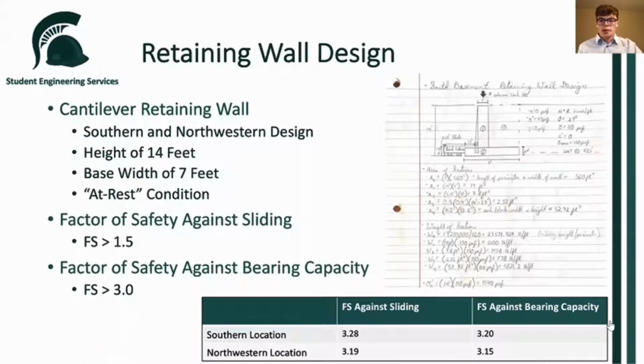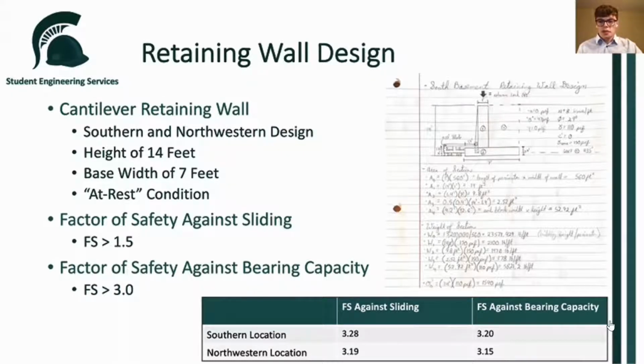In order to combat the lateral earth pressure and retain the soil behind the basement walls, reinforced structures must be utilized. For this particular project, a cantilever retaining wall was designed for both the southern and northwestern sections of the building. Each of these walls will consist of a 14-foot height with a base width of 7 feet. Additionally, each one is designed to remain in an at-rest condition, one with 0 horizontal strain.